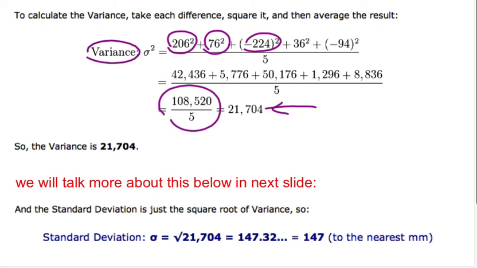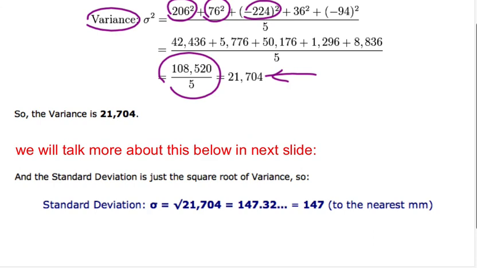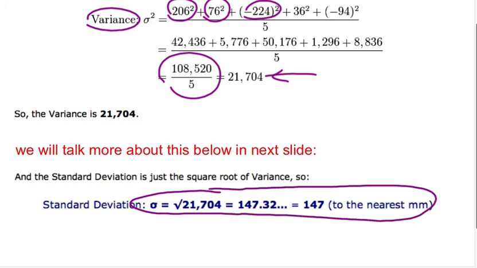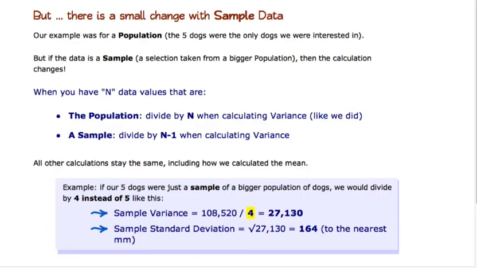Now what we're going to do next, and that's the more important piece, is find the standard deviation. How much does it deviate from the mean? It's pretty easy. All you do to find the standard deviation is take the square root of the variance. And what it says is you have 147 millimeters from the mean. That's how much it deviates.